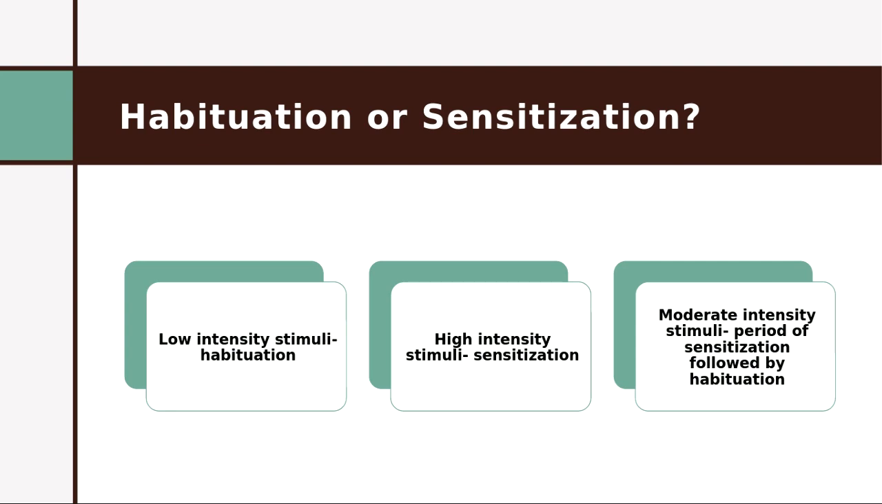So what determines whether you habituate or sensitize to a stimulus? So typically, we habituate to low intensity stimuli. So again, things like the ticking of the watch, the buzzing of the light, low intensity, we tend to habituate to low intensity stimuli. When there is a high intensity stimulus, something like gunfire, explosions, we tend to sensitize. So we tend to get more sensitive, more reactive to those type of stimuli. And if you have a stimulus of moderate intensity, you tend to go through a period of being sensitized, followed by a period of habituating to that stimulus.